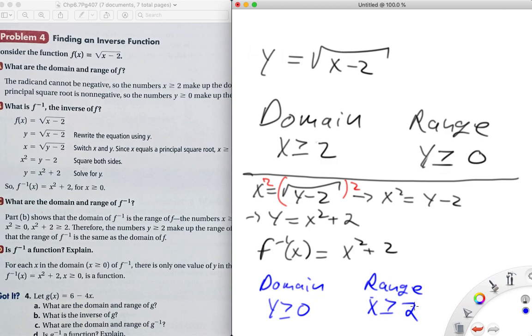Which kind of makes sense because we're switching the x and the y's. So if we're switching the x and the y's in our relation, then the domain and the range must also switch. That makes actual sense.